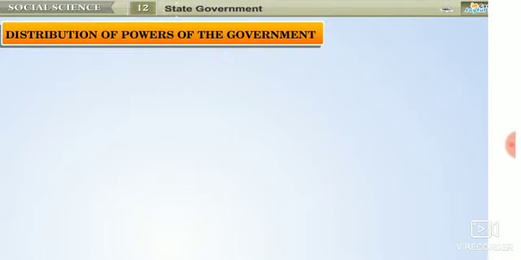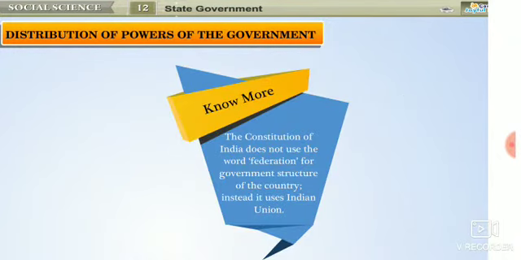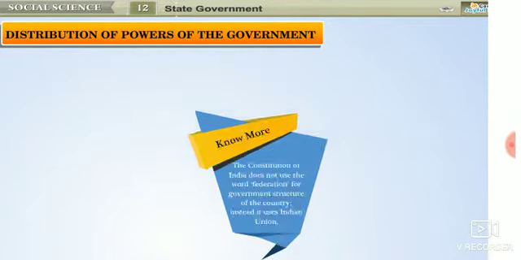Distribution of powers of the government. The Constitution distributes the responsibilities and powers between the state and the central governments. The distribution is enumerated into 3 lists, which are as below. Note: the Constitution of India does not use the word federation for the government structure of the country. Instead, it uses Indian Union.